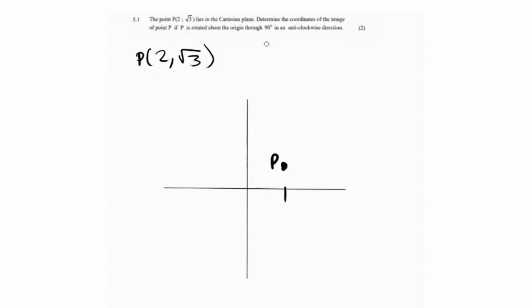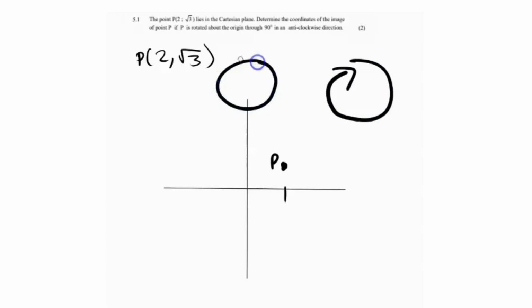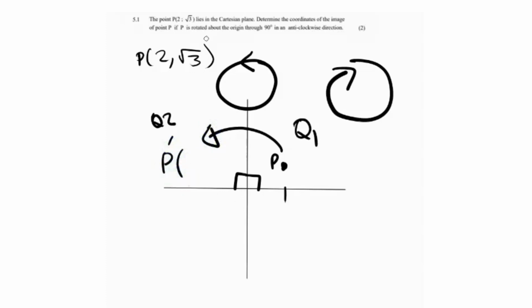If it's rotated 90 degrees anti-clockwise, remember that clockwise is in this direction, and anti-clockwise is the opposite, the other way, which means we'll be going this side. It was, for example, in quadrant 1, now it will be in quadrant 2. Remember, when we're doing rotation, the coordinates will swap. The x will become y and y will become x.